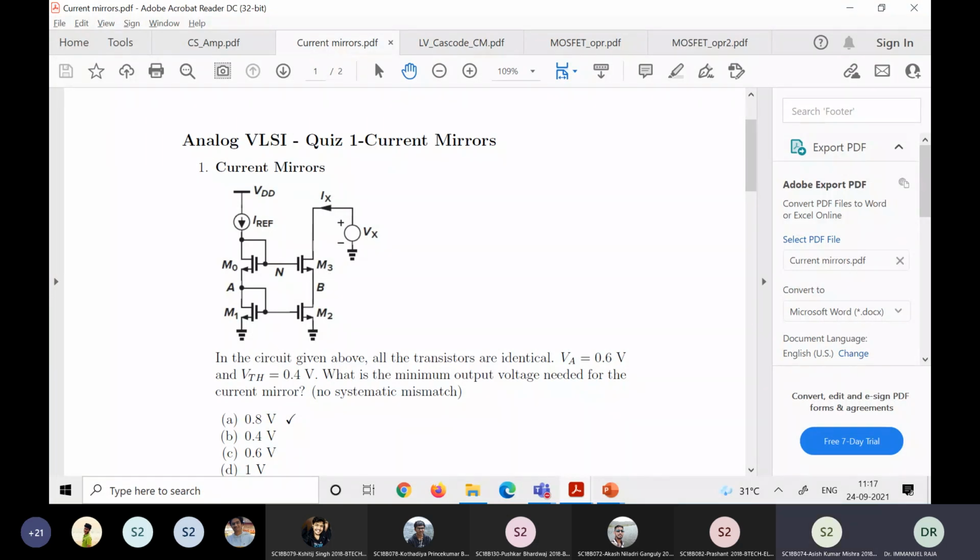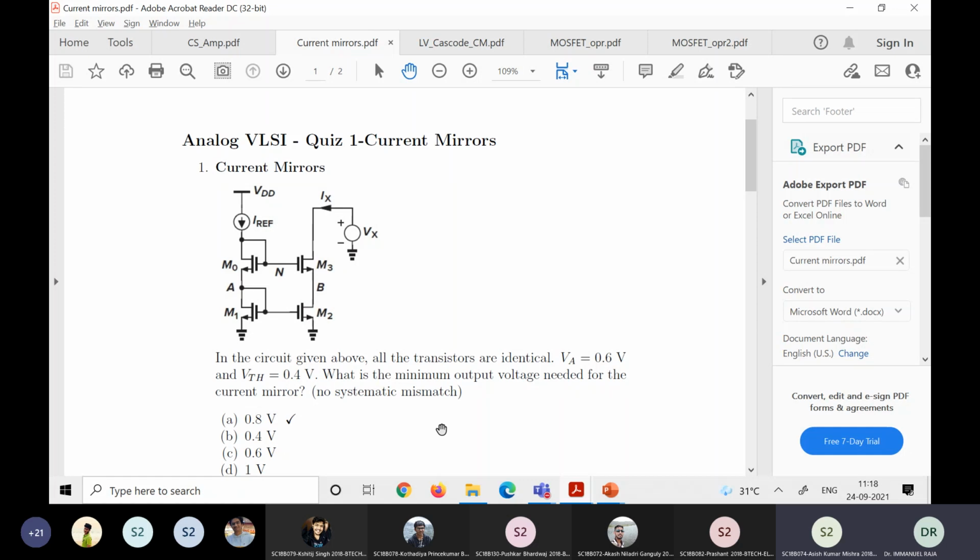Sir, but if the current is the same in M2 and M3 and VGS is also similar to the left-hand side, so VDS would also be similar, right? From the square law. But I've asked for the expression for the minimum output voltage. It can come down. So the output impedance becomes so high that even though you reduce the voltage, the difference in current will be very minimal.